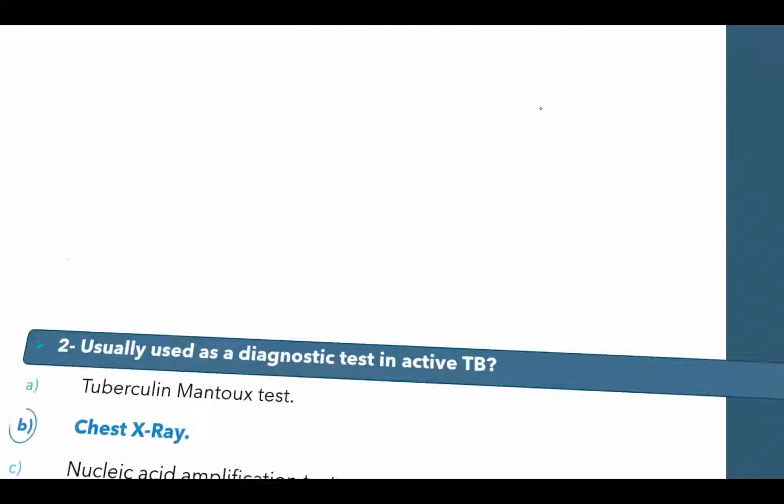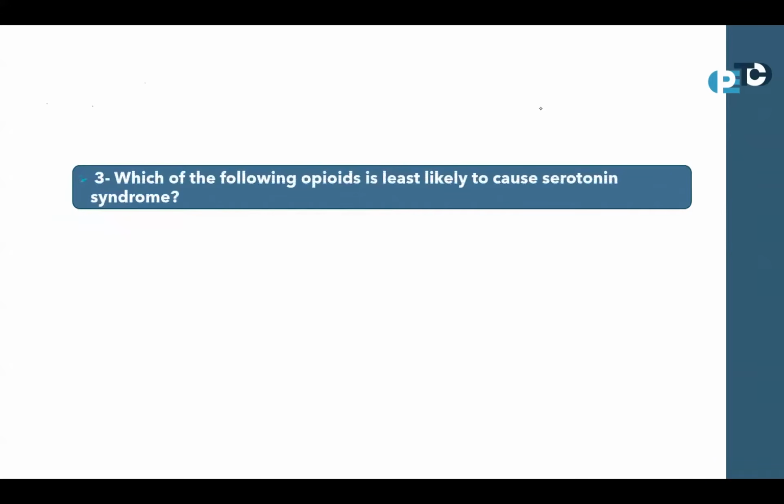The next question: which of the following opioids is least likely to cause serotonin syndrome? Let us first see what serotonin syndrome is. Serotonin syndrome is a potentially life-threatening condition that occurs when there are two or more serotonin enhancers.